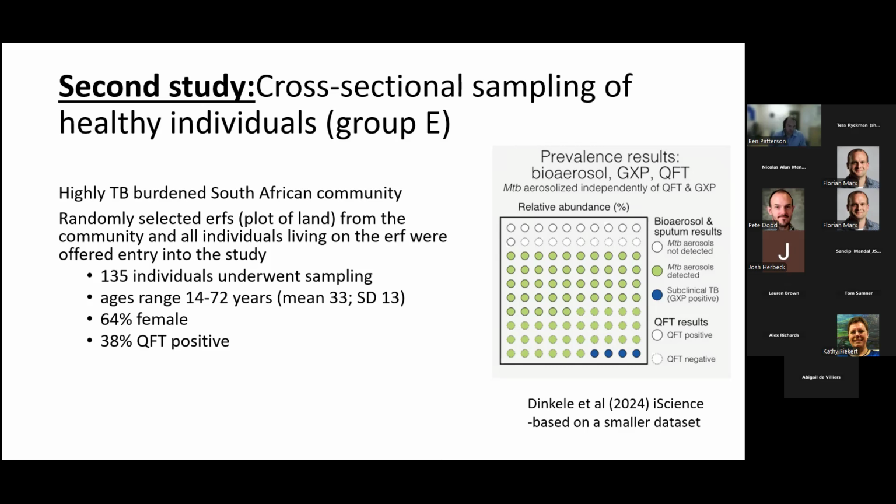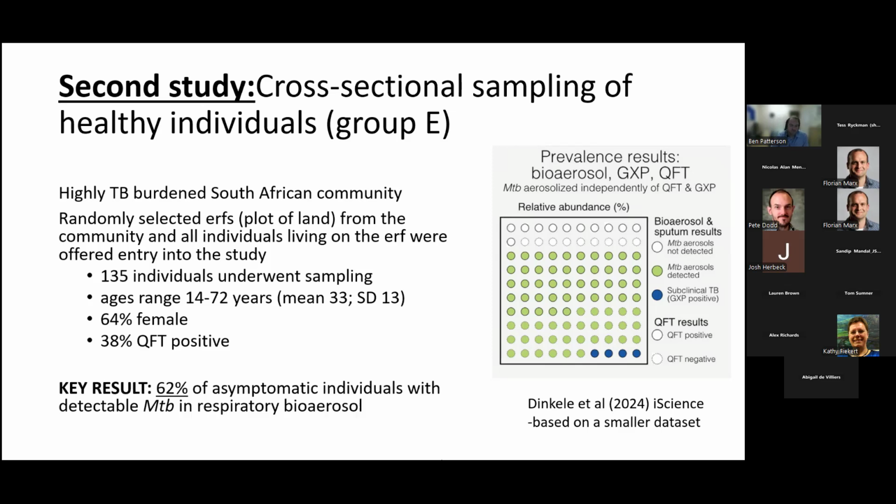So just a little bit on this. The total number, which is actually slightly different from the paper, the paper is based on a slightly smaller data set, but the total number that we looked at were 135 individuals, ages between 14 and 72, preponderance female, and 38% were Quantiferon positive. And then the key result from this, which we'll go into in a bit more detail, was that 62% of these individuals who were selected, healthy, asymptomatic, were found to have detectable MTB in respiratory aerosol.